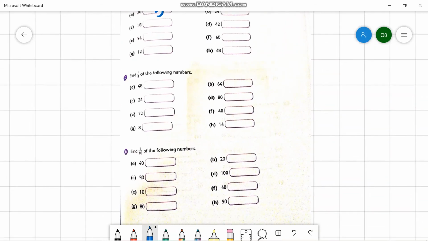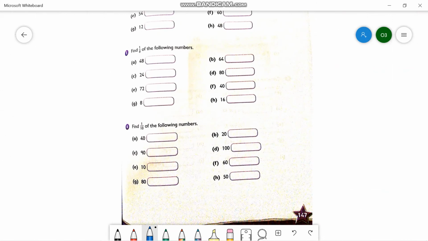Okay, let's go to number 5. Find 1/8 of the following numbers. So again, you have to divide these numbers by 8. So let's answer letter A. 48 divided by 8 is 6. Then you have to divide this by 8 as well. 64 divided by 8, 24 divided by 8, 80 divided by 8, 72 divided by 8, and so forth.